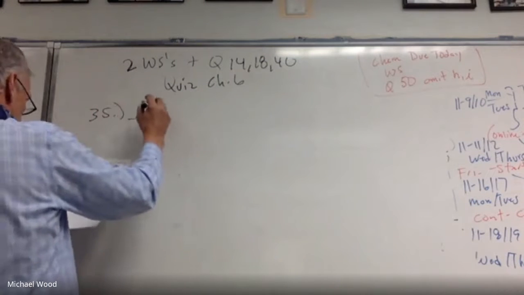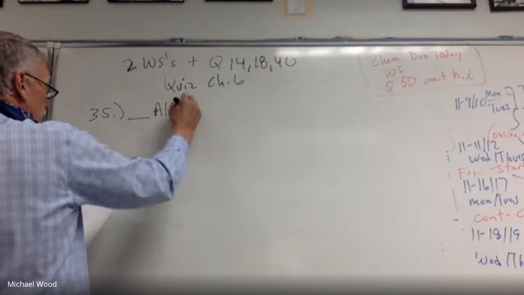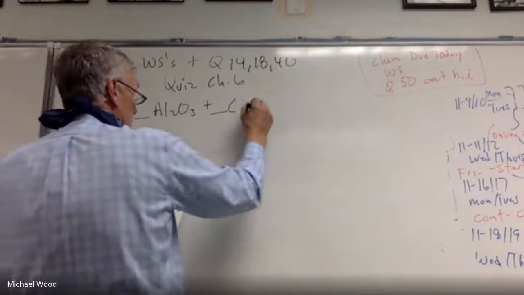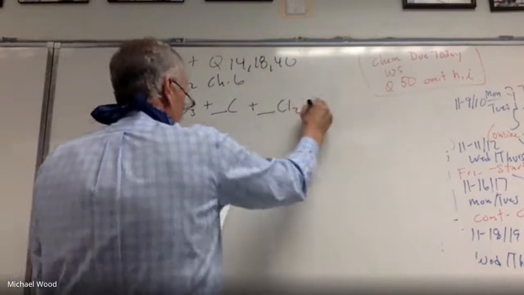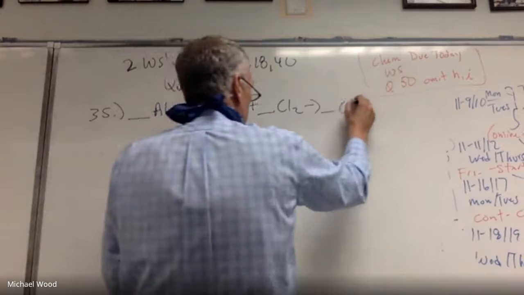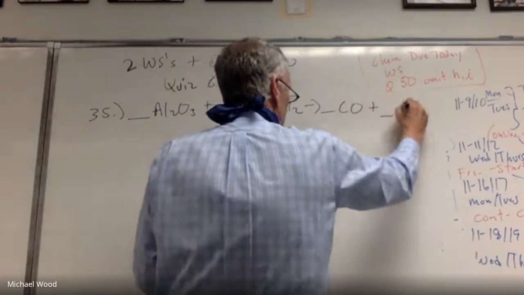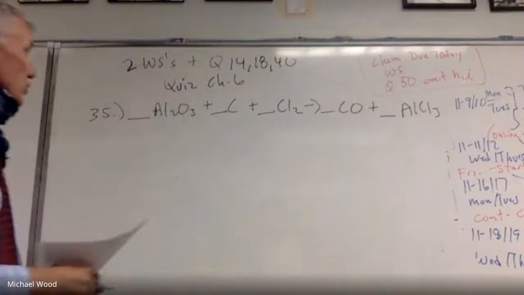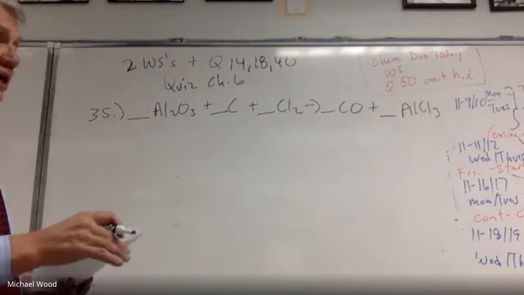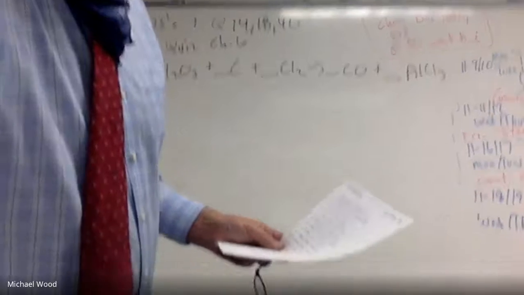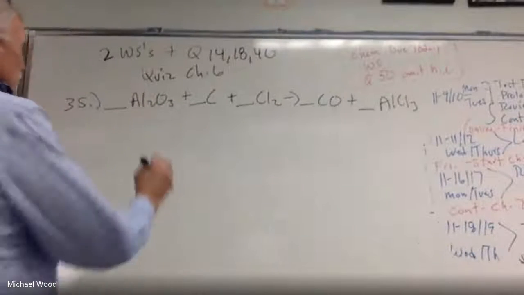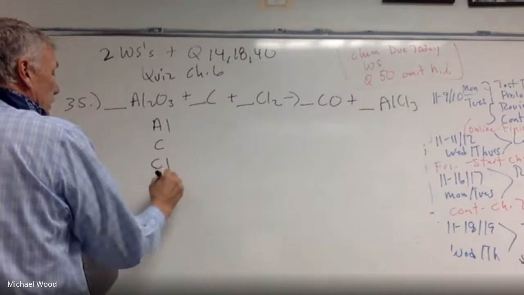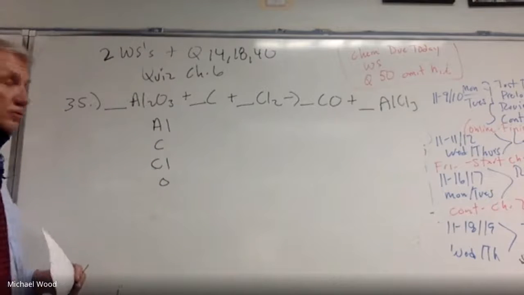So we have Al2O3 plus carbon plus chlorine, yielding CO plus AlCl3. Now the first thing that I always do is an accounting, and I always save oxygen and hydrogen to the very end. So I have aluminum, carbon, chlorine, and again, I save oxygen and hydrogen to the very end.